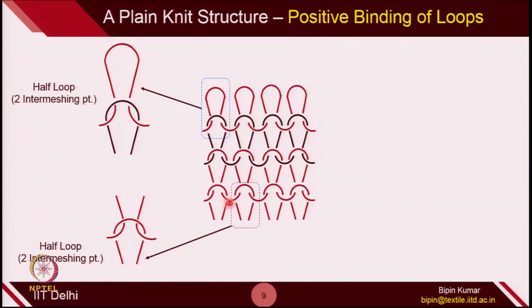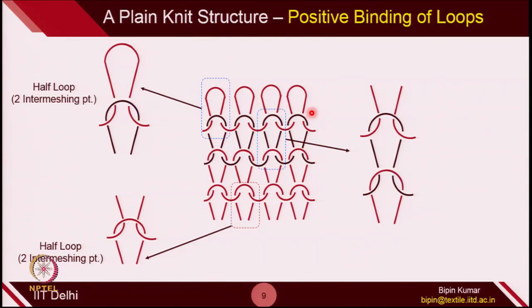Apart from the bottom loop and top loop, if you pick any other loop, for example, this one which I have enlarged on the right side, you can easily see there are 2 intermeshing points at the top and 2 at the bottom. So this is called a full loop, because it is highly stable as per the networking of the yarn.